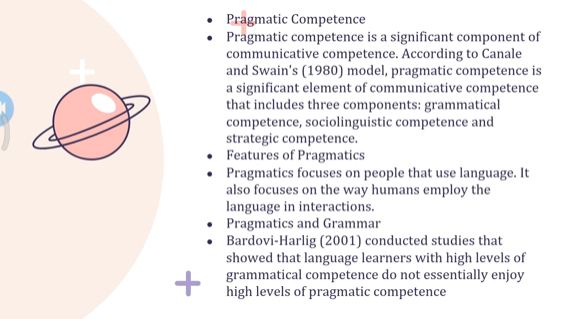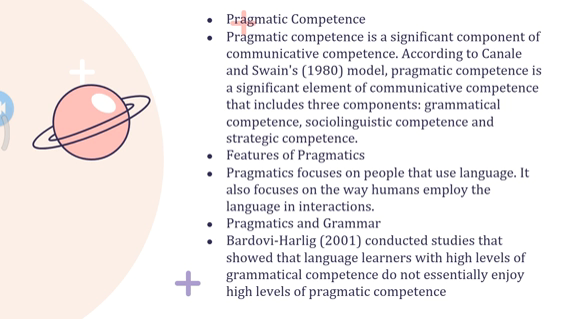And then there are three literature reviews. The first one is pragmatic competence. It is a significant component of communicative competence. According to Canale and Swain, 1980, model pragmatic competence is a significant element of communicative competence that includes three components: grammatical competence, sociolinguistic competence, and strategic competence.